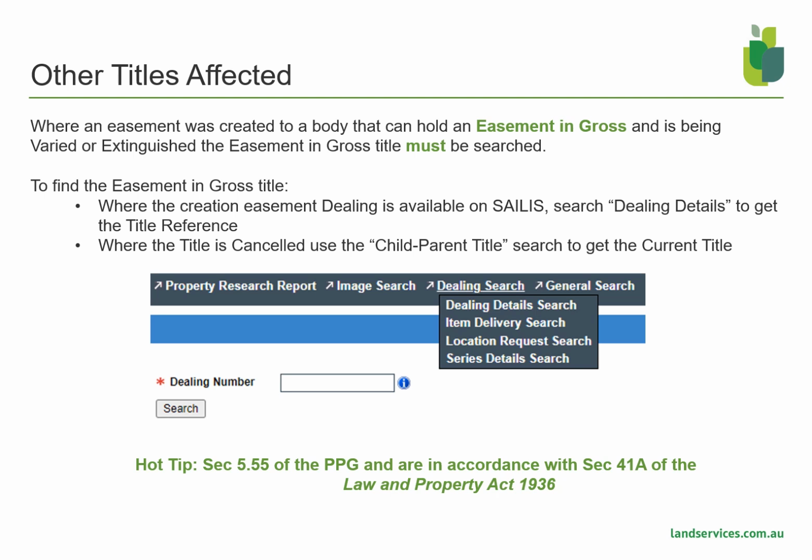If the title described in the creation dealing is now cancelled, use the child parent search in SALIS to identify the current title. Hot tip: the bodies that can hold an easement in gross are listed in section 5.55 of the Plan Presentation Guidelines and are in accordance with section 41A of the Law and Property Act 1936.